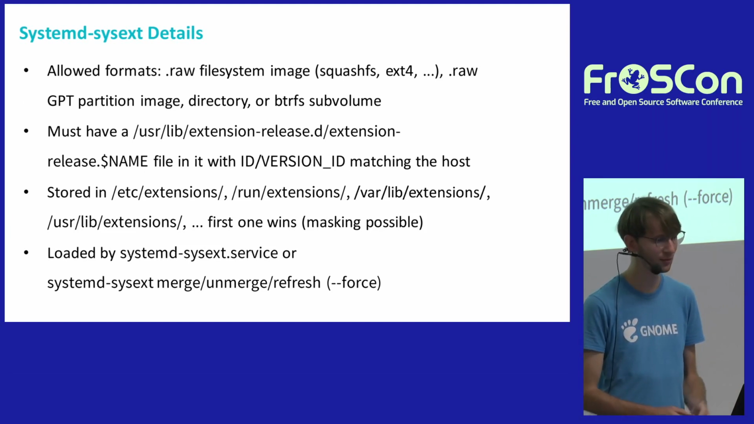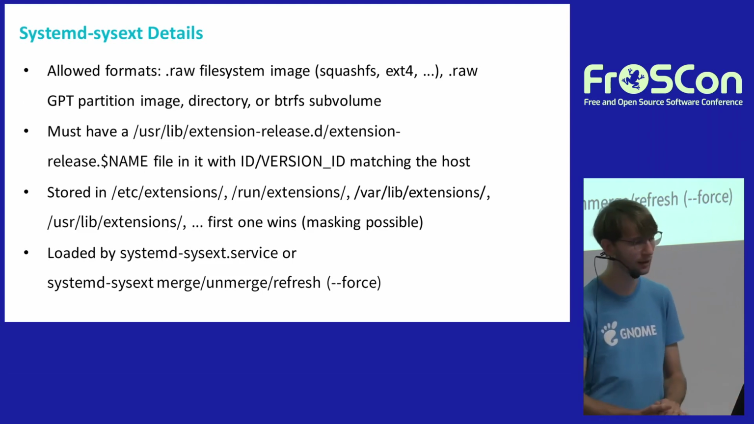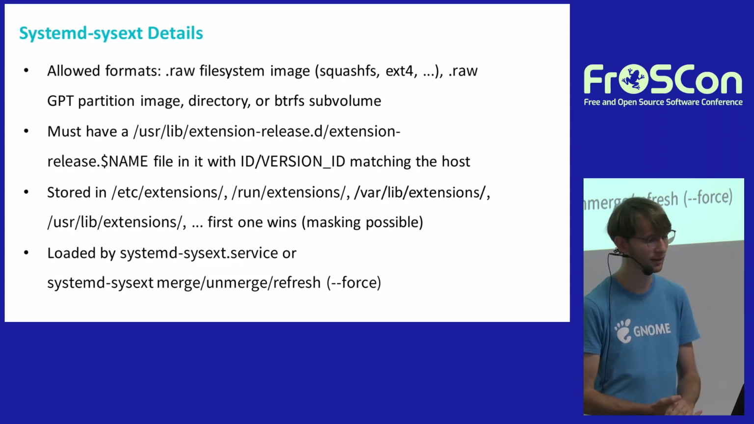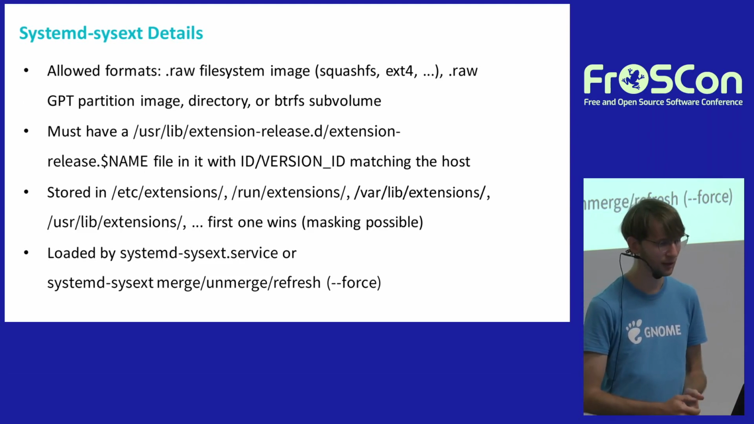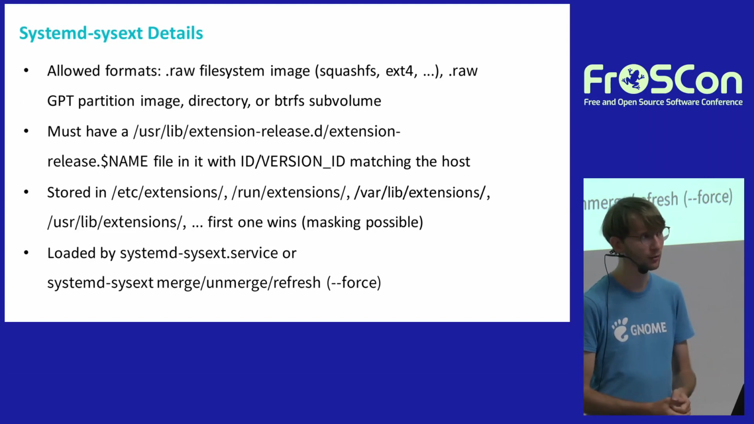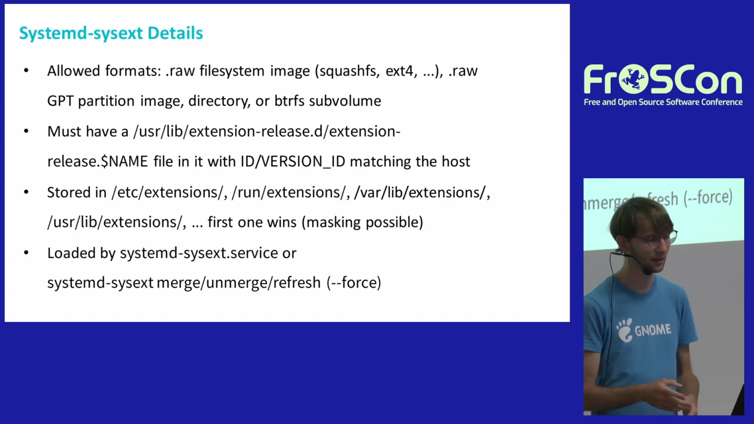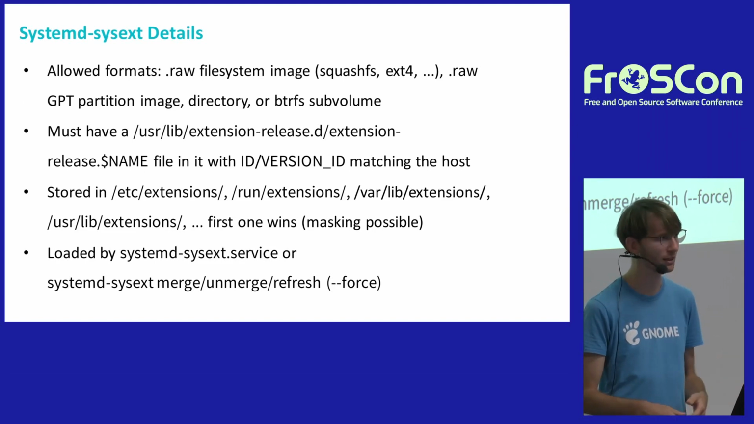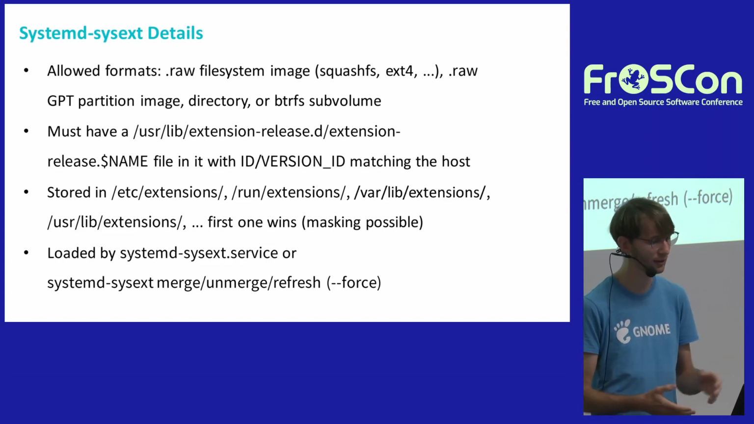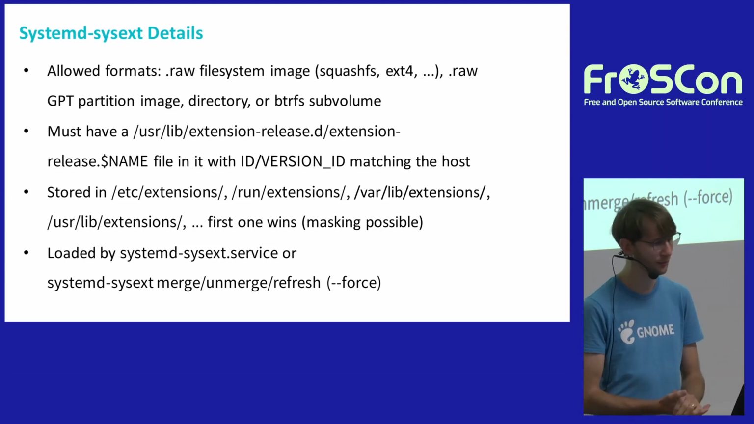So, this file system image is then put into one of these paths there. The first one to look at is /etc/extensions, and then there are other ones. And actually the first one wins. So if you want to disable something that is in a read-only partition, which you can't take off from there, you could just make some dummy entry in a higher priority path here and kind of mask it somehow.